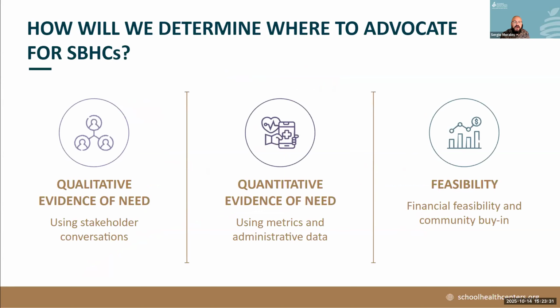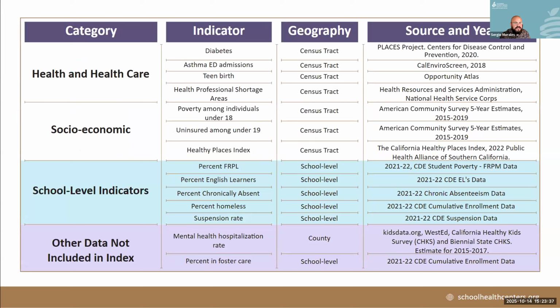How do we support folks thinking through that work? So with that, I just want to give some quick highlights of the data we use, what indicators we use, and the sources and the years of which they were cited that make up the Student Health Index.